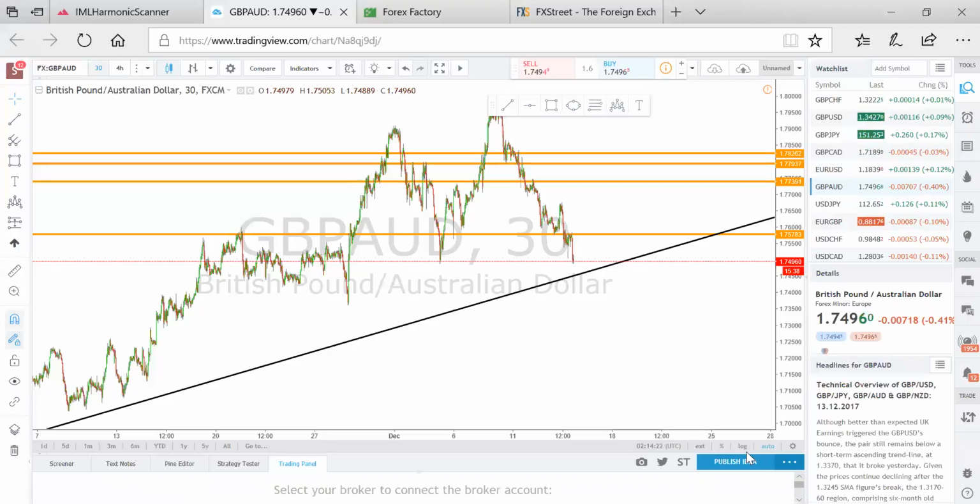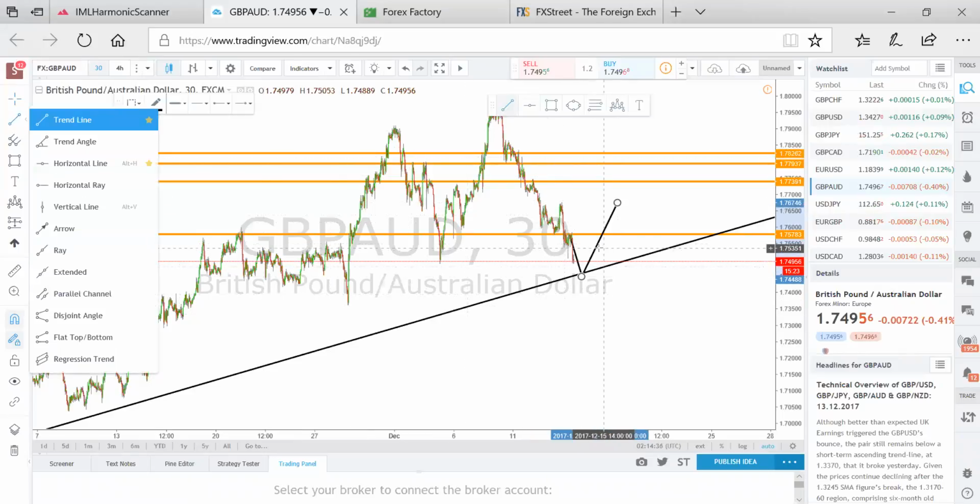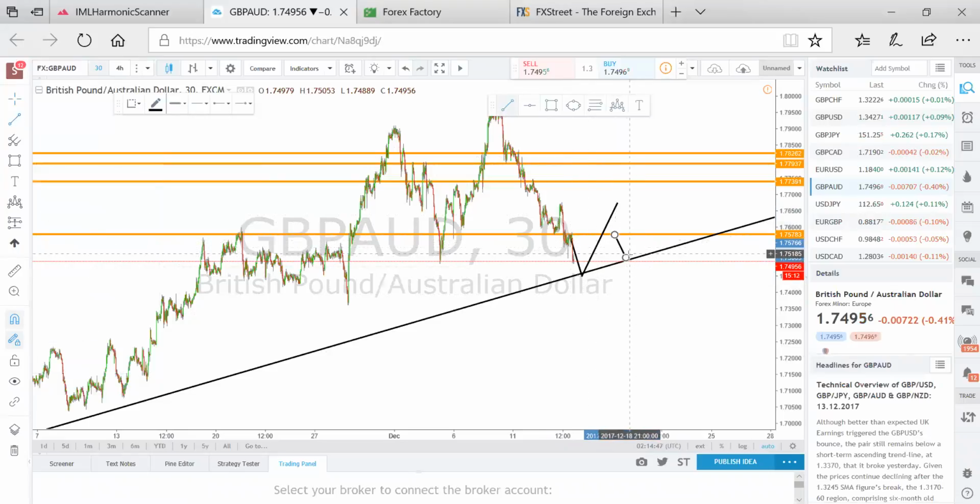So it could do this. It could just come straight down right now, then go up, or it could do this. Right now it broke that line. Let me do it here. Right now it broke that line. It could come up and then go down.